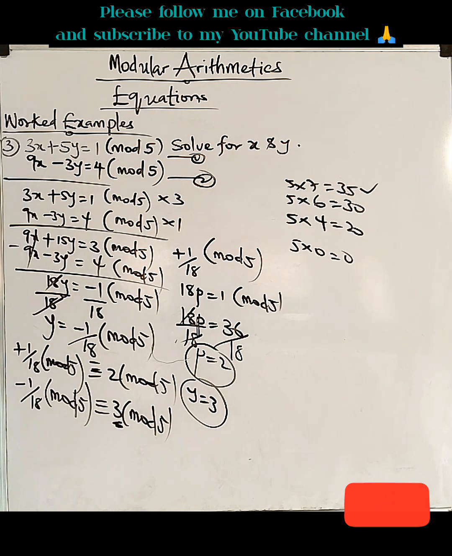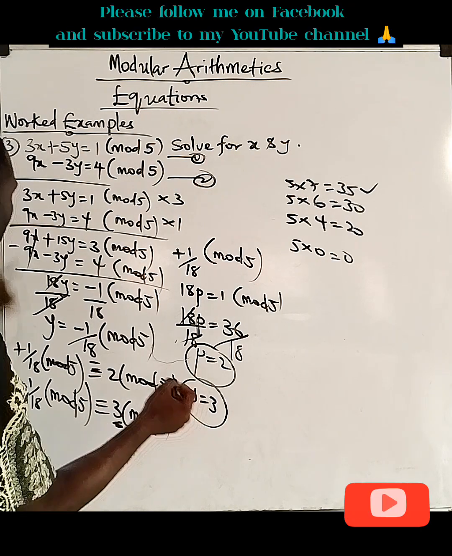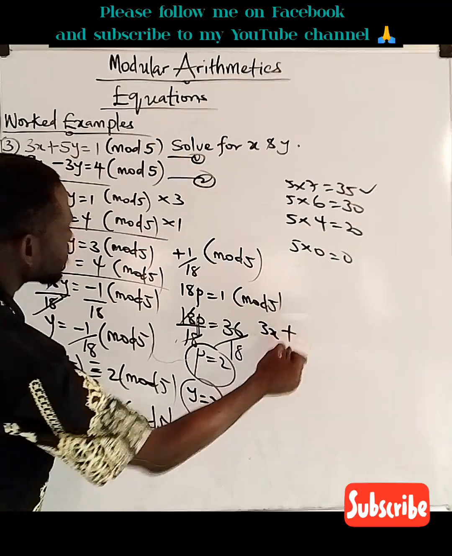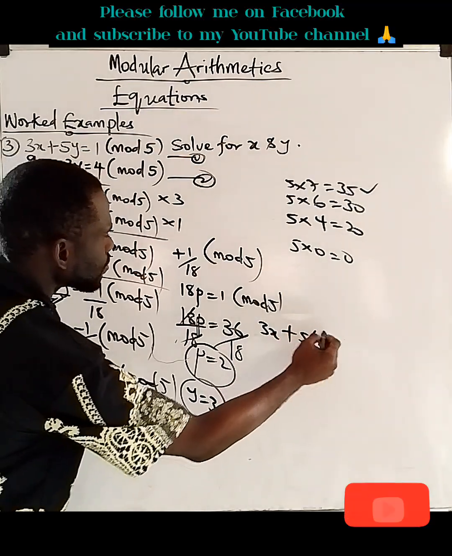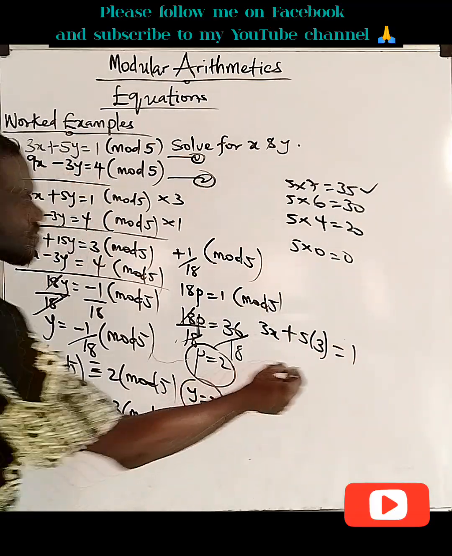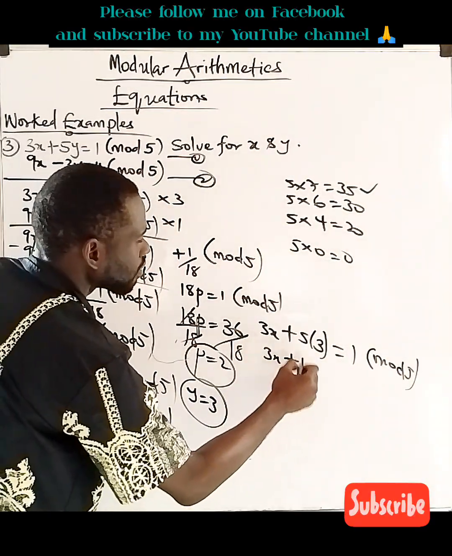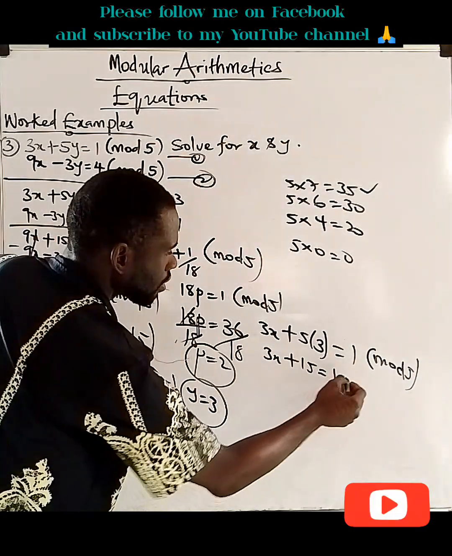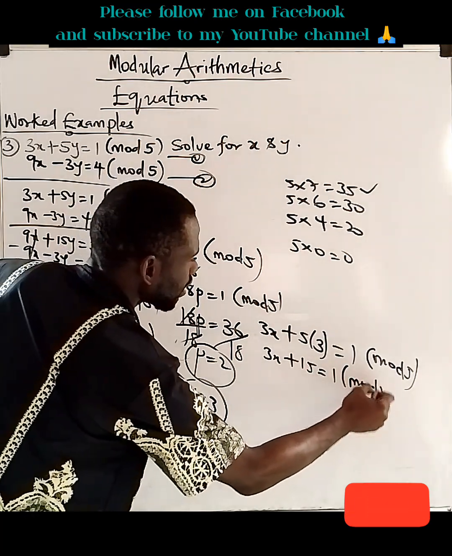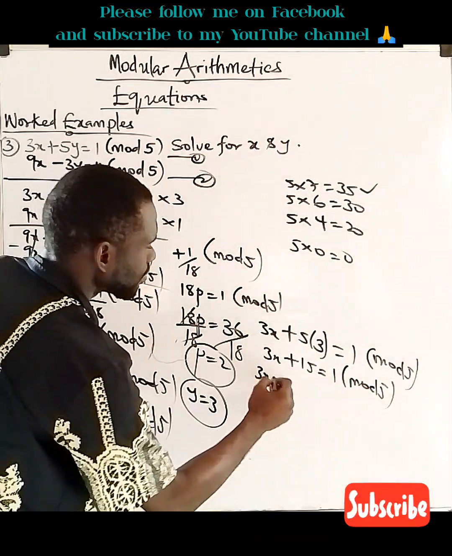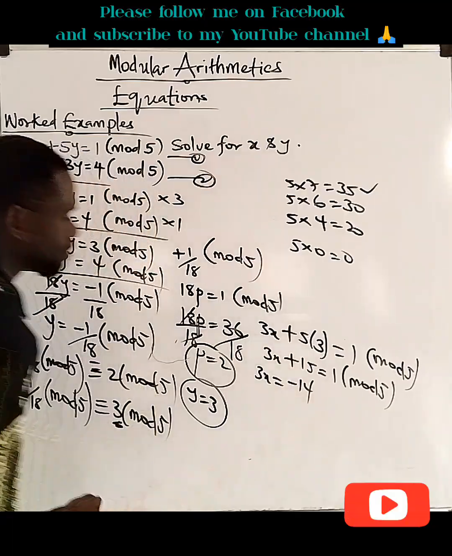So if y is equal to 3, we're going to substitute this very y into either of those equations, equation 1 or equation 2. Y is 3, let's quickly solve for that. So if y is 3, x would be, don't forget, 3x plus 5 times 3 equals 1. Don't forget, that's modulo 5. So 3x plus 15 equals 1, modulo 5. So send this to the other side. 3x is 1 minus 15, which is minus 14.